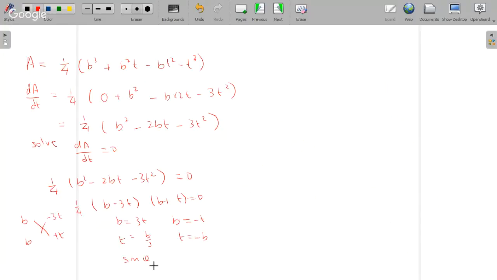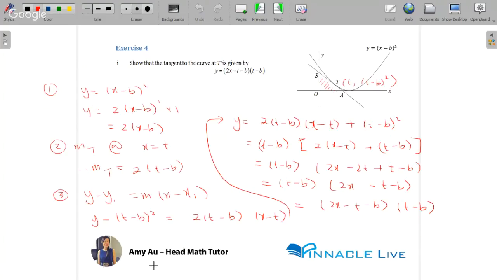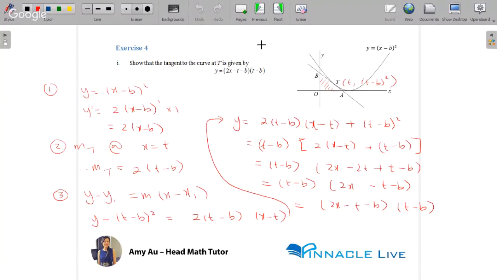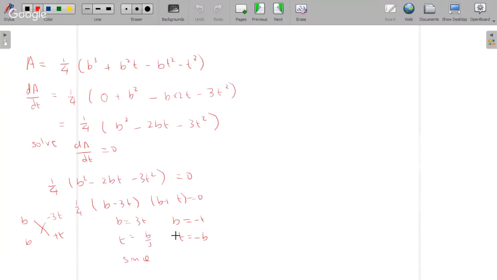Since t itself, if you go back to the question, whenever you're wondering, oh, have I got extra answers? Go back to the question and check. t was meant to be between 0 and b. So that means that's the only valid answer. So therefore, t is equal to b on 3 only.